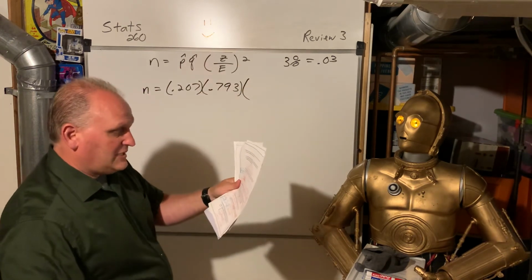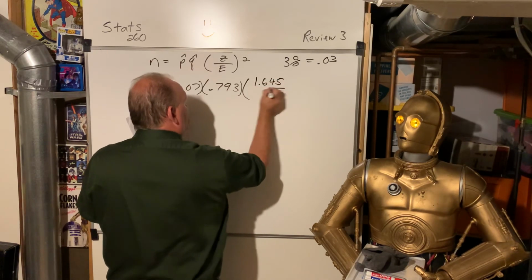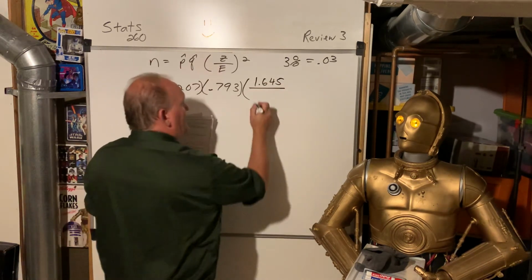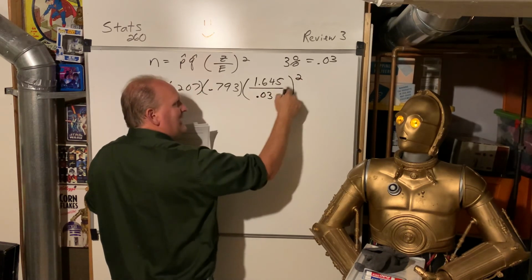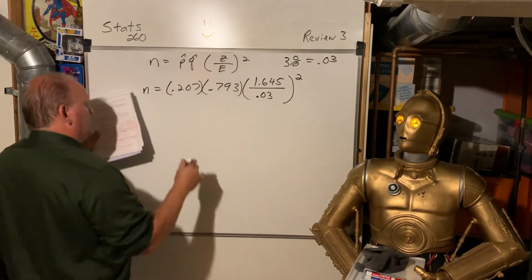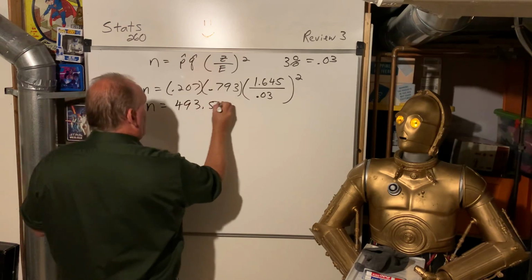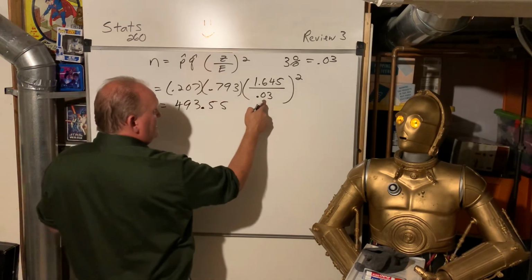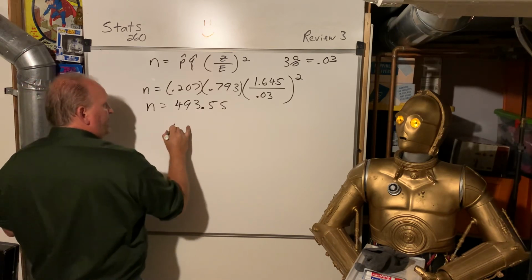That's for 90% confidence, which was still 1.645, and then divided by 0.03. And then don't forget to divide that and then square the result. That ends up getting overlooked a lot. So n turns out to be 493.55. So if you want it to be 3% or less, we'll take that up to 494.